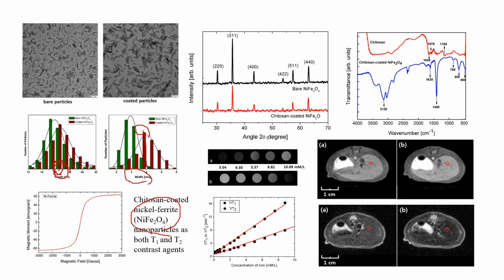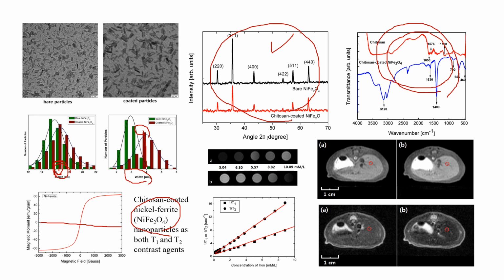And these are data for XRD, and this gives the correct ferrite structure. And this FTIR data shows that the coating material is firmly attached to the nanoparticle. This gives the magnetization data, and the magnetization is very large, 60 emu per gram, and this data also shows the paramagnetic behavior of nanoparticles, and the magnetization is very large, so these are superparamagnetic nanoparticles.